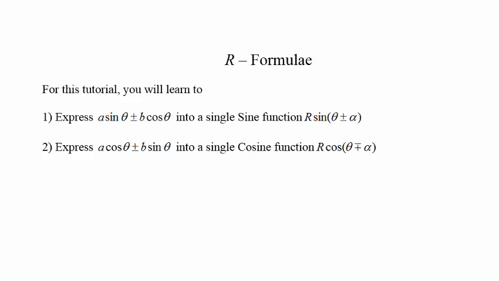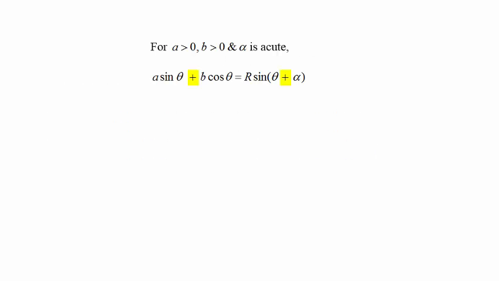Today for this tutorial, you'll learn how to express the addition and subtraction of sine and cosine functions into a single sine function or a single cosine function. For a more than 0 and b more than 0, the function a sine theta plus b cosine theta can be expressed into the form r sine theta plus alpha.